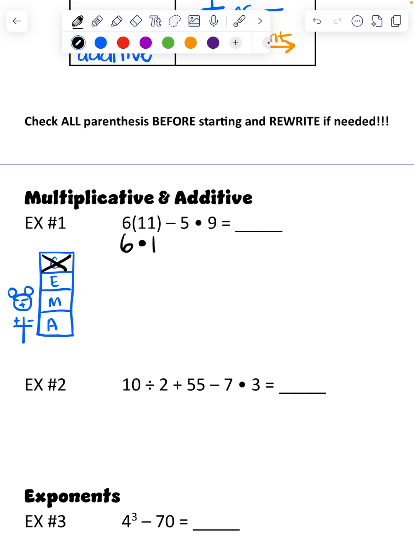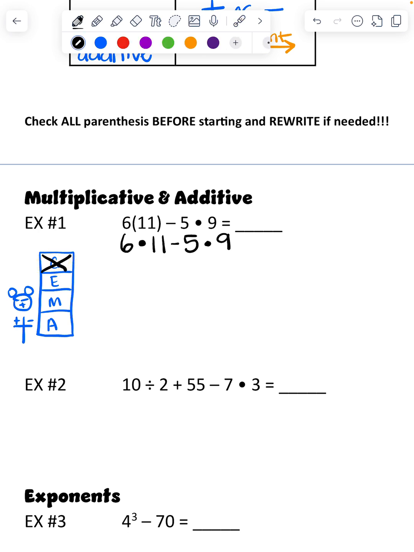So 6 times 11 minus 5 times 9. So again, all I did was I just rewrote my problem so that there's no more parentheses. I just got rid of them so that I didn't confuse them with grouping.